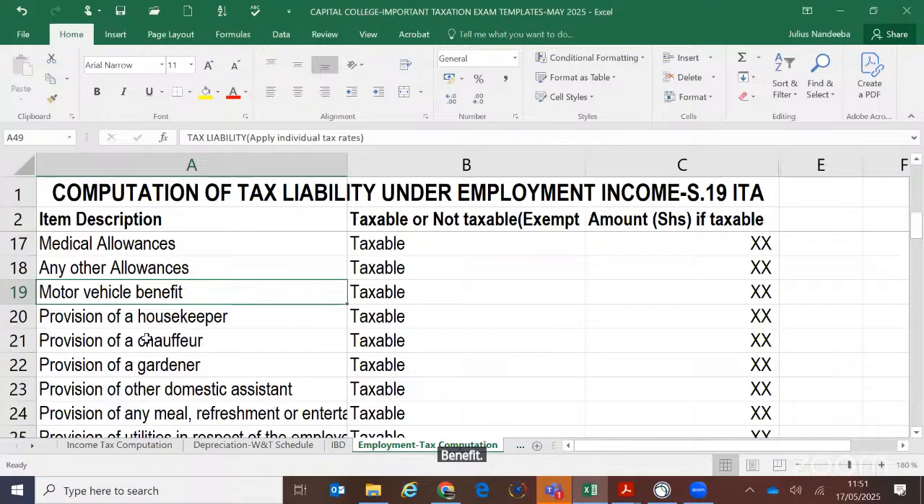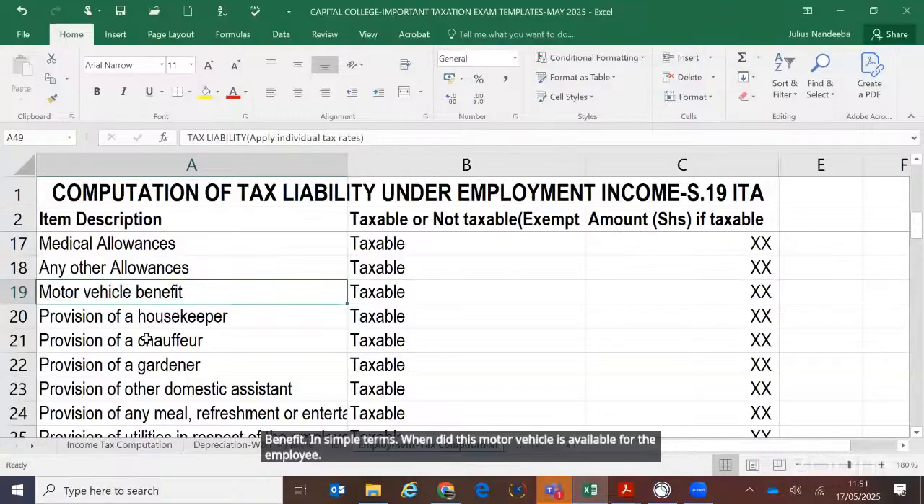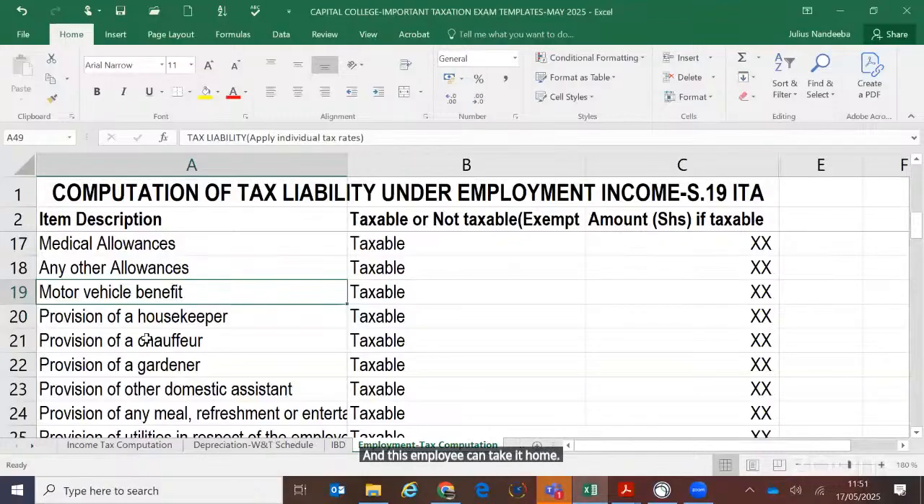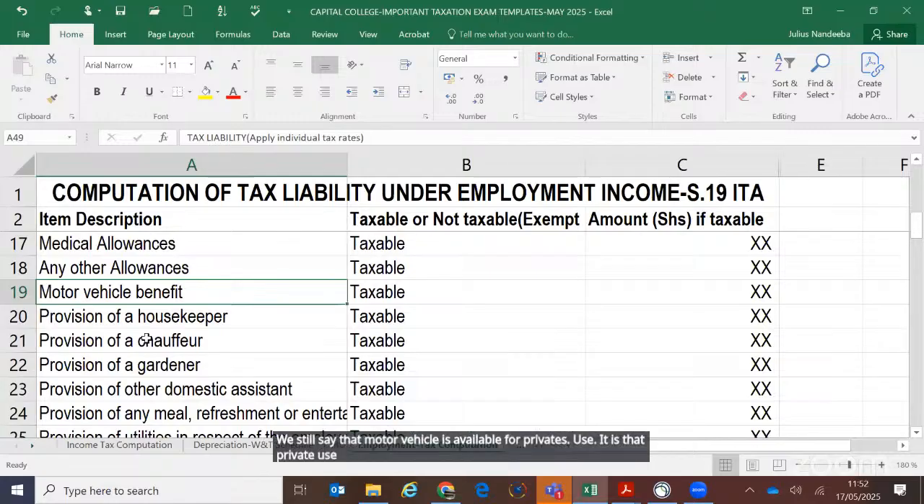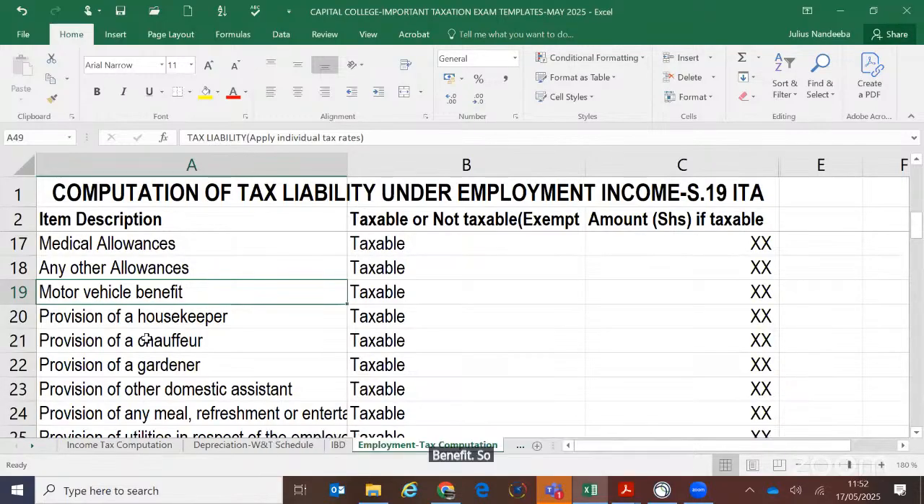In simple terms, when this motor vehicle is available for the employee, and this employee can take it home, drive it home, and bring it back to work, even if the whole day you were using it for official work, we still say that motor vehicle is available for private use. It is that private use that we are taxing you on, that we are going to calculate as motor vehicle benefit. So do not enter that exam when you don't know the formula for calculating motor vehicle benefit. And I'm going to illustrate it shortly.